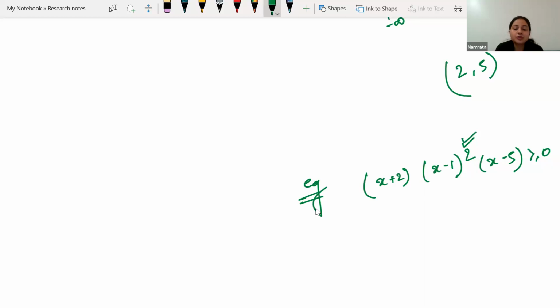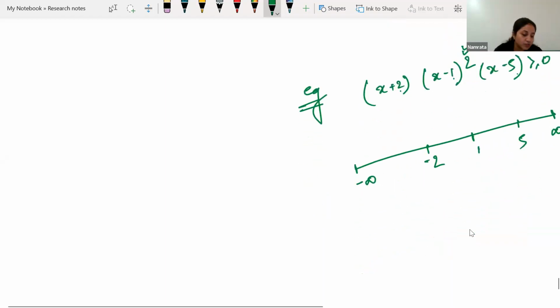So what do we have to do for such a condition? We will locate our critical points on the line from negative infinity to positive infinity. The critical points are negative 2, positive 1, positive 5. Now the actual solution you will get is like this, when you take the test points and start checking. The wavy curve method failed.